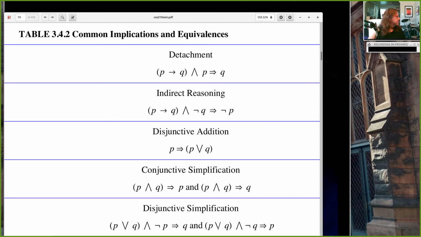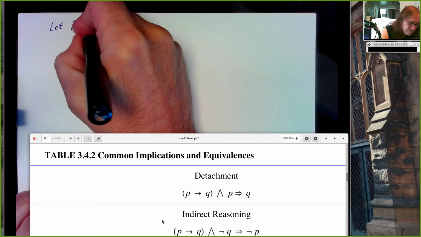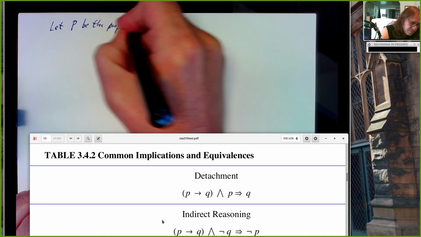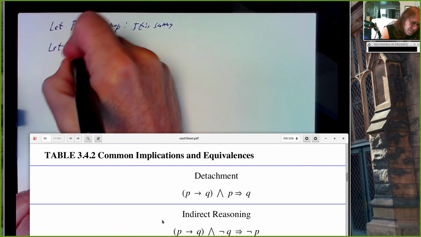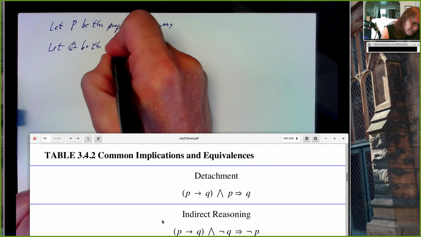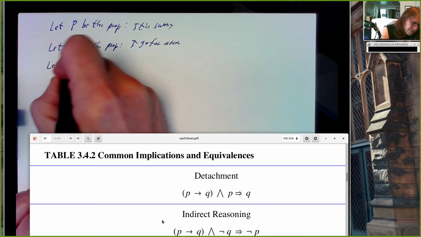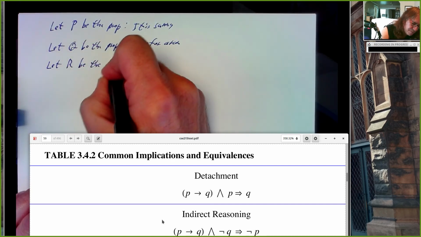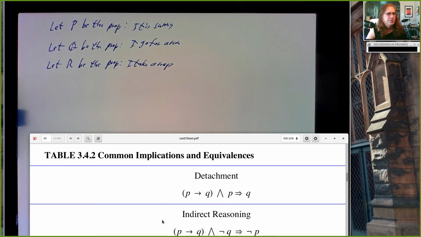All right, so let's just do a few more examples of this. So let P be the proposition it is sunny. Let Q be the proposition I go for a run. Let R be the proposition I take a nap. I don't know if I need all of these.